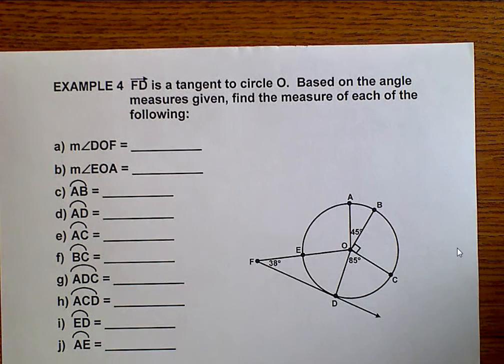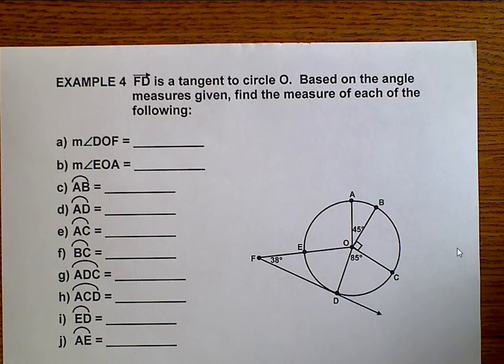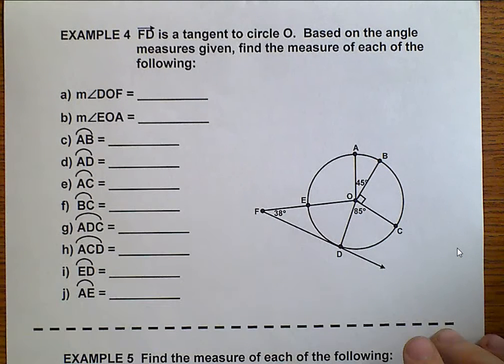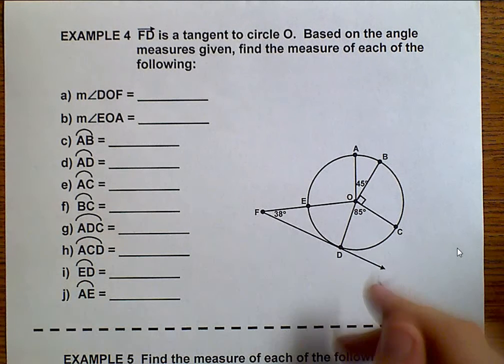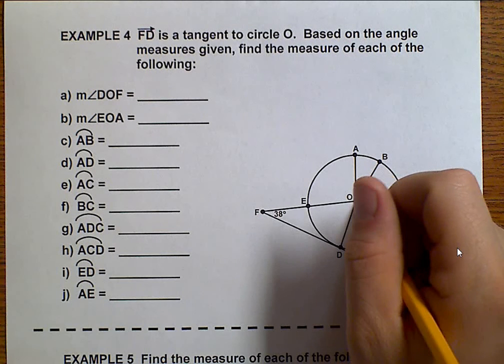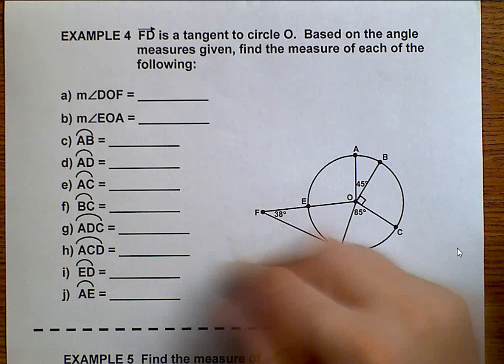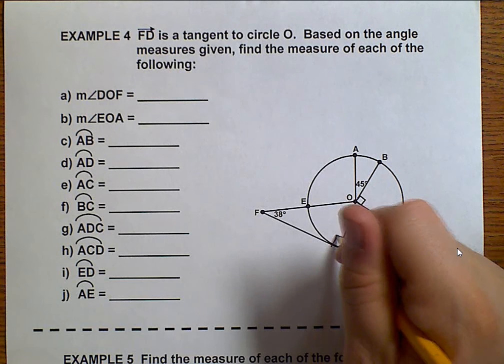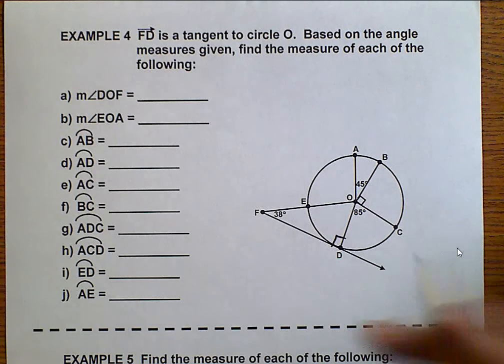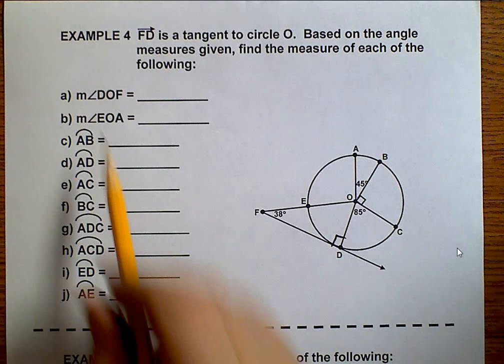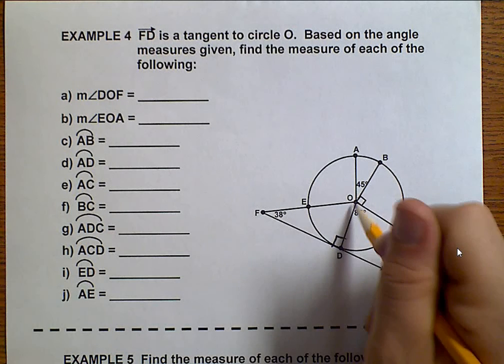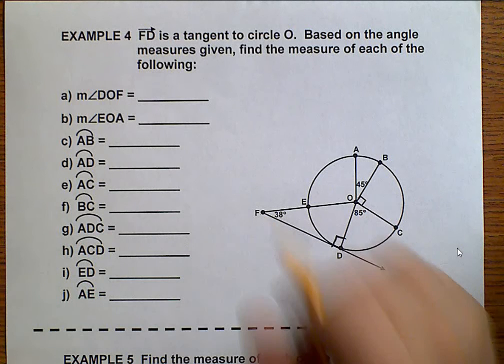All right, let's see if we can put a little bit more of this together. For example number 4, this says that FD is tangent to circle O, and based on the angle measures given, we want to find all of these. Well, if this is tangent and this is a radius, that means that this is 90 degrees. So let's go from there. Well, DOF, that's 38. This is 90.